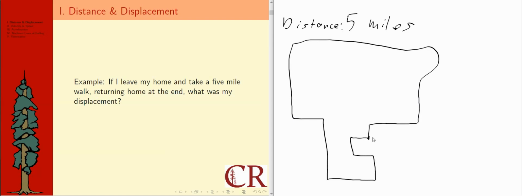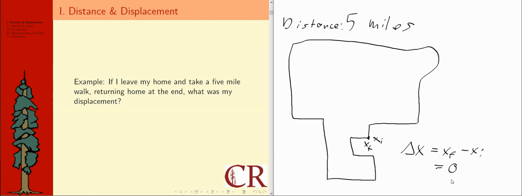But in that sense, like here, I would say when I started out, that was my initial position. I did all this stuff, and then I wound up back at the same spot. So that same point represents my final position. I'm calling that x of f. And in that sense, if I use that formula for displacement, delta x is equal to x final minus x initial, but recognizing that those two are really the same point, it has to be 0.